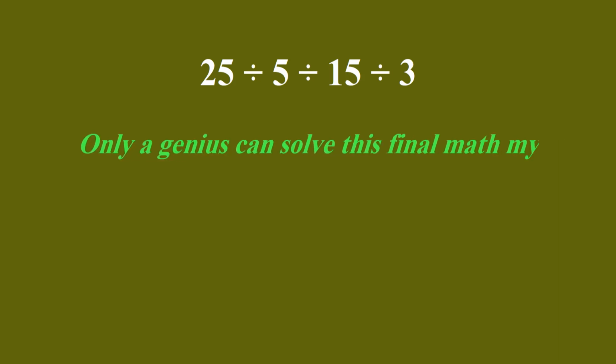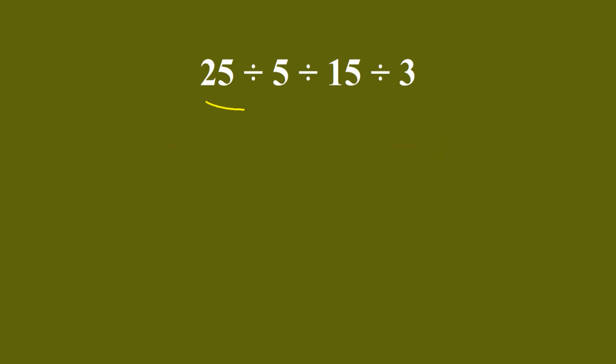In this story today, 25 divided by 5, which equals 5, and 15 divided by 3 equals 5. Now we have this problem, 5 divided by 5, which equals 1. But this answer is not correct because according to the order of operations, we must do this division, then this division, and at last this division.